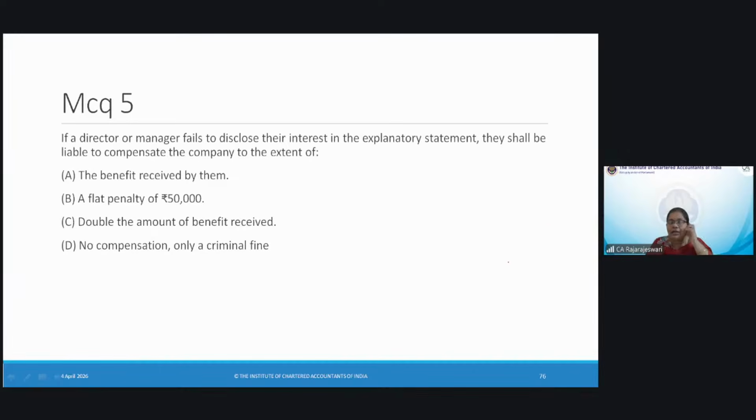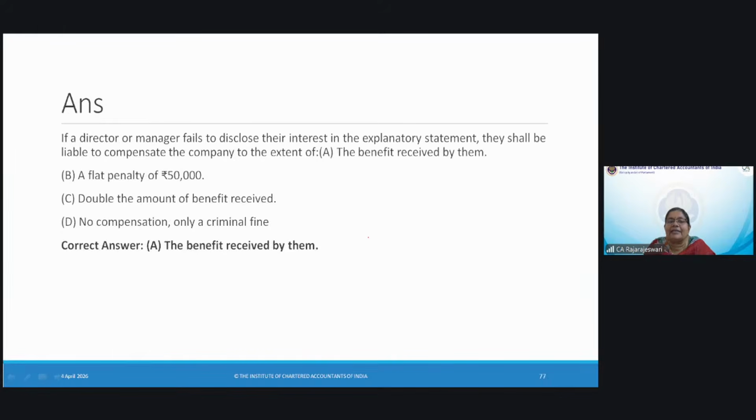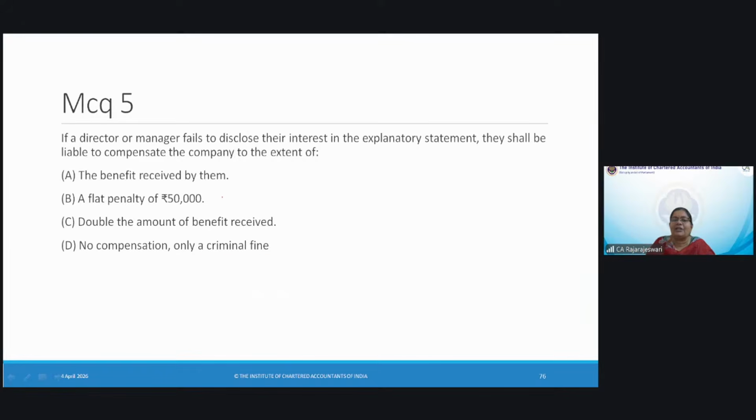Now, do you still stick with your answer? The answer is A, the benefit received by him. Why is the answer not B? It is not a flat penalty. I have used the words flat penalty. This is wrong. It is 50,000 rupees or 5 times the benefit.